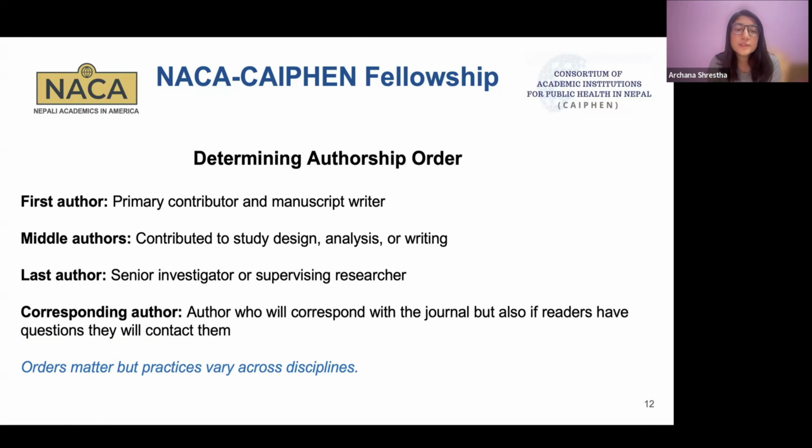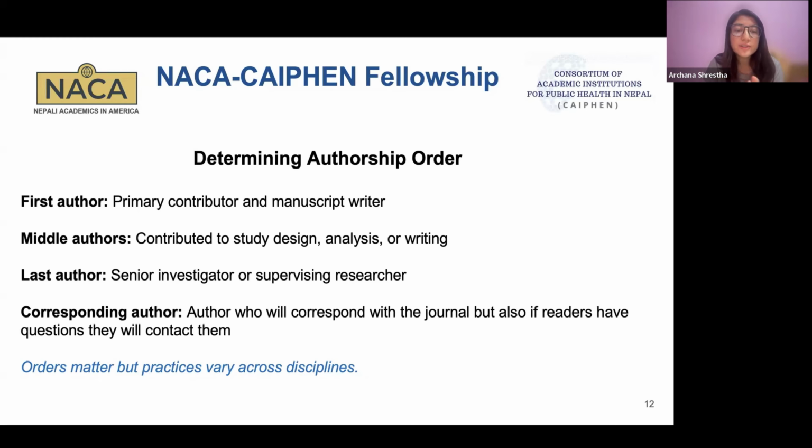And then middle authors, depending on contribution to study design, analysis, or writing. Usually you could rank other co-authors based on their contribution, like higher contributing co-authors can come first, and then so on. And the last author is the senior investigator or supervising researcher in your team.